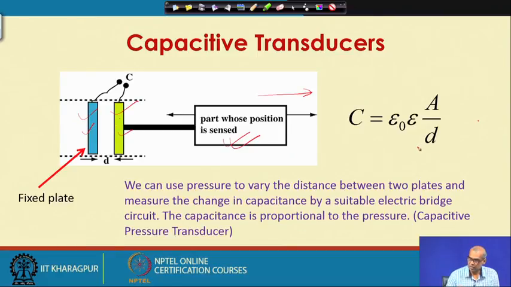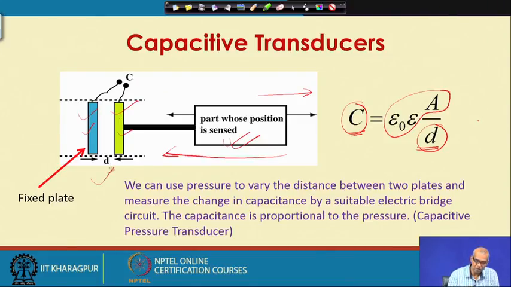So, as d increases, the capacitance decreases. As the moving object moves in this direction, the distance between the fixed plate and the moving plate decreases. As d decreases, the capacitance increases. Note here that these terms are not changing for these two metal plates or capacitors.